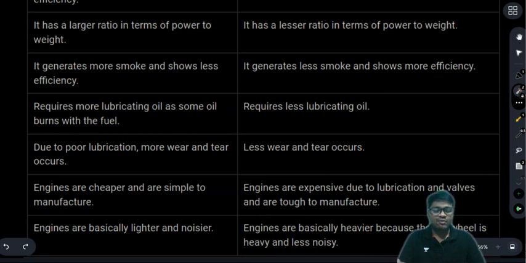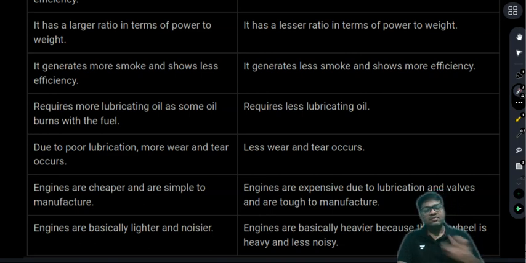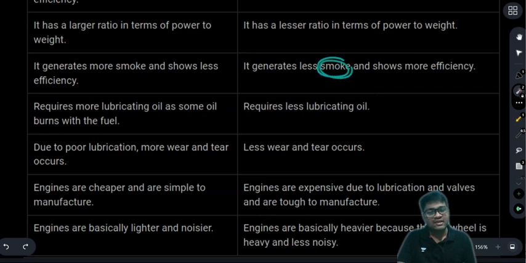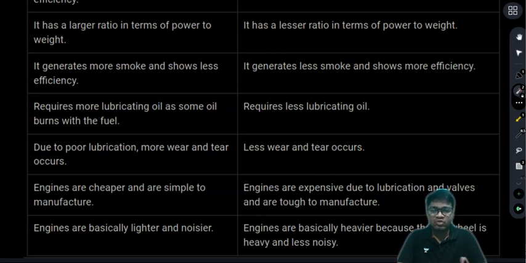So at least whatever amount of fuel is being provided to the cylinders will burn inside the cylinder, if there is no knocking or any such problem, right? So if that is not there, then all this fuel will be burnt. So in that case, we can say that there will be less smoke production, right? And it will be having more efficiency.